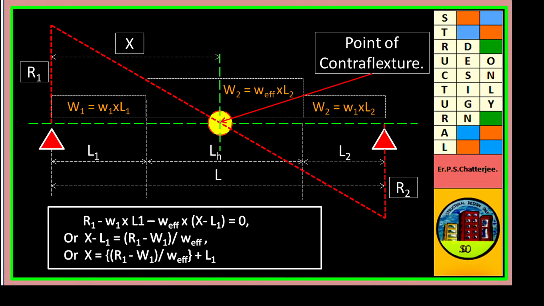Point of contraflexion. Point of contraflexion is that point where the shear force is minimum, that is 0, and it changes sign from plus to minus or minus to plus. Say this is R1, we know R1 minus W1 into L1 minus W effective into (X minus L1) is equal to 0, where X is the distance of point of contraflexion from support 1 or R1. So X is equal to (R1 minus W1) by W effective plus L1.